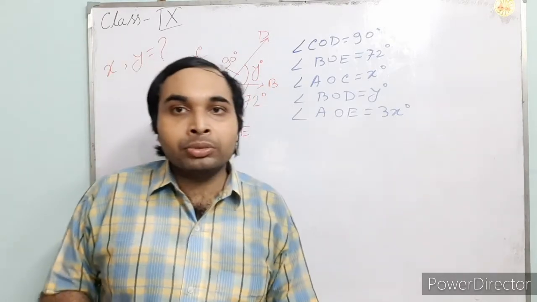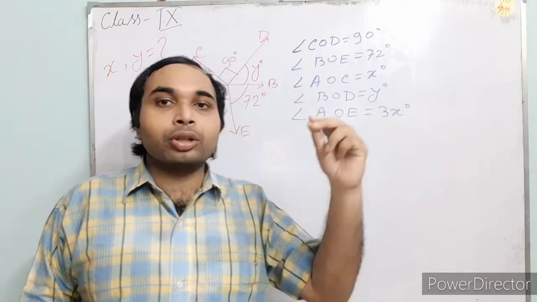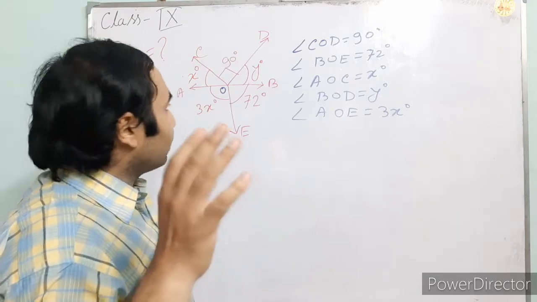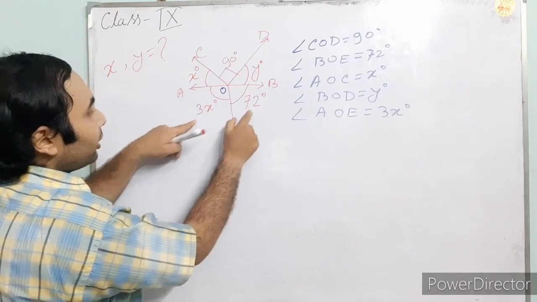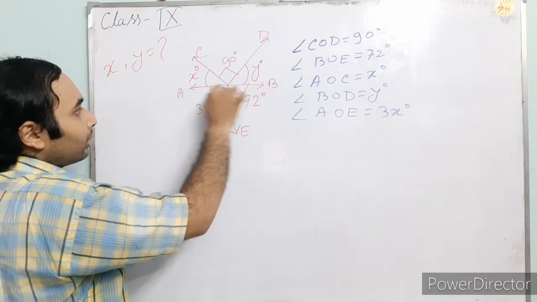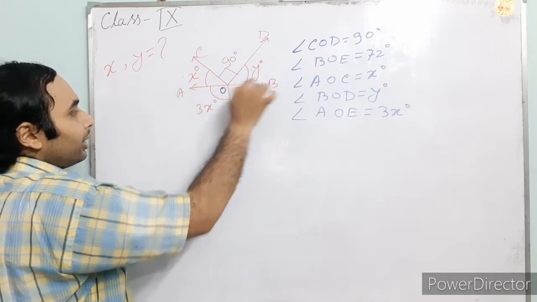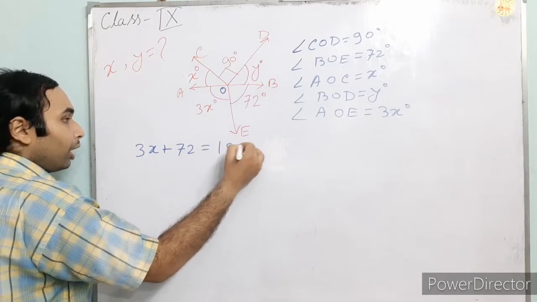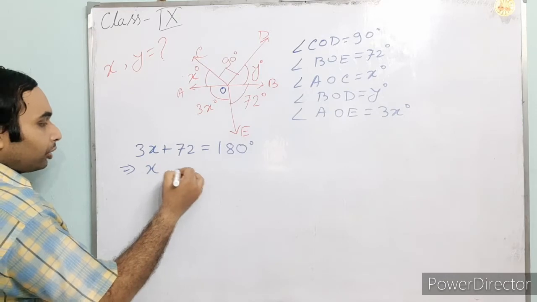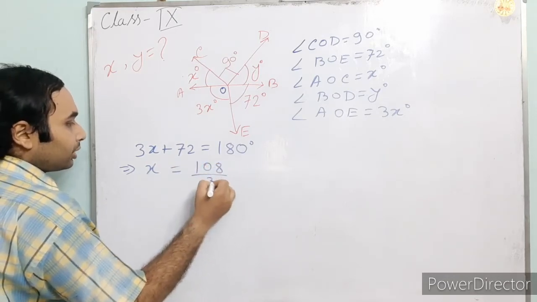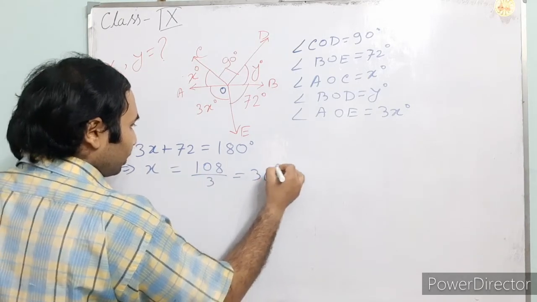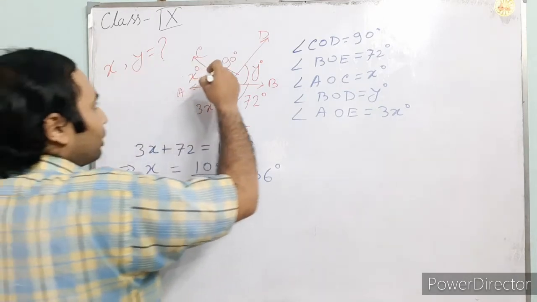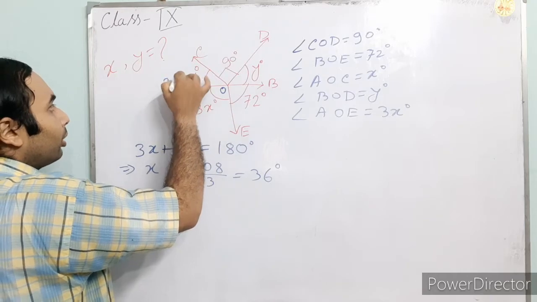To solve these types of sums, you have to use all these properties and definitions of angles, whatever I told just a few seconds ago. Here, just see, your eyes will say something. These 3x and 72 are linear pairs, because this angle is a straight angle. So 3x plus 72 equals 180 degrees. From here, we get 108 by 3, so we get 36 degrees. So x equals 36 degrees.